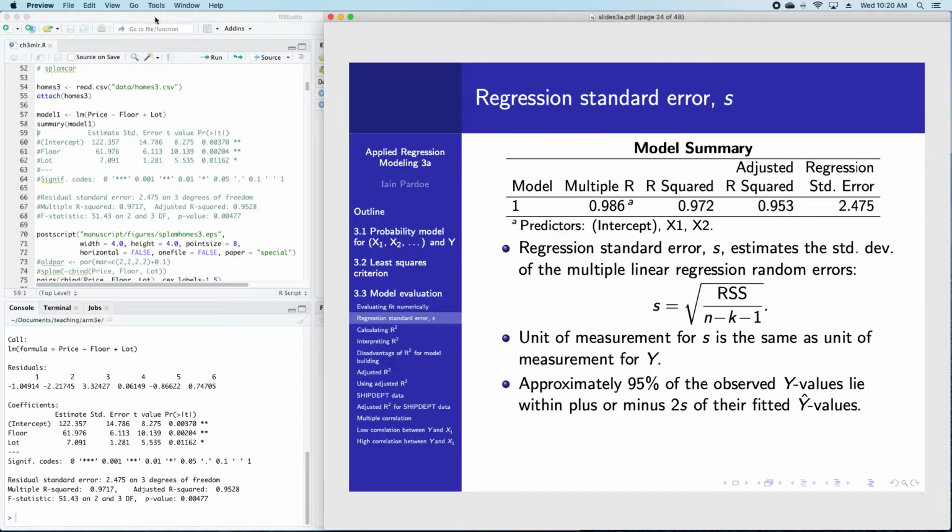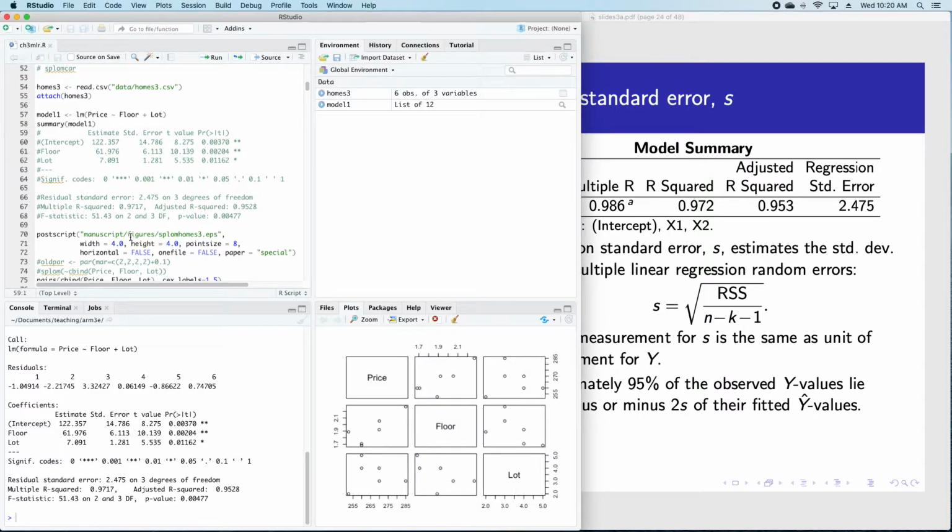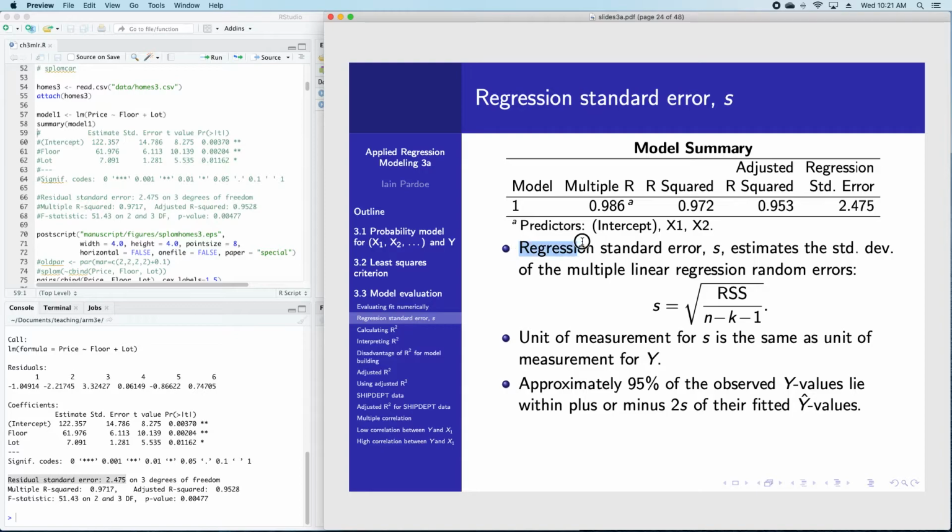So we can go to statistical software and find that number. This is the output for the model that we're using to illustrate multiple linear regression: house prices modeled as a function of floor size and lot size. And down here in this part of the output, it says the residual standard error is 2.475. The residual standard error is what I'm calling the regression standard error, S. So what does that 2.475 mean?